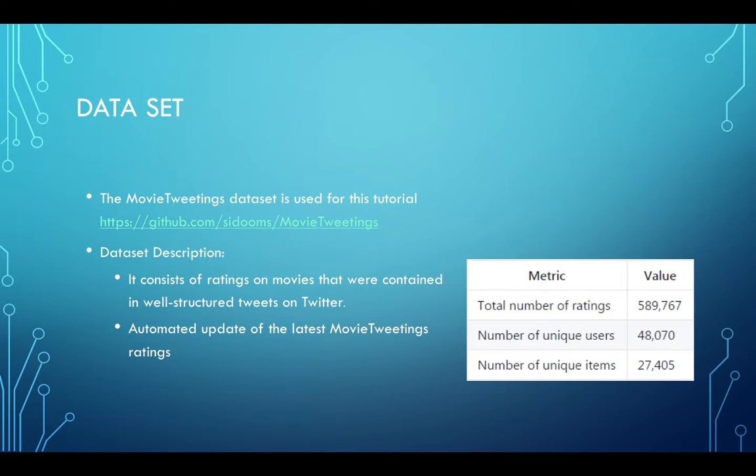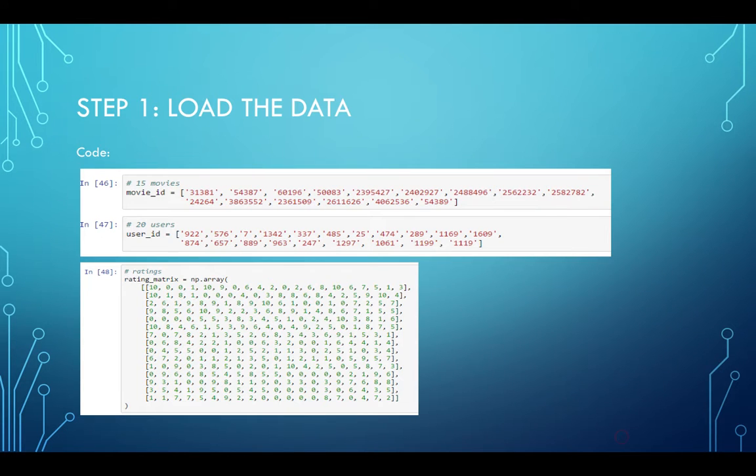In this tutorial, the MovieTweetings dataset is used. It's an automatically updated dataset from Twitter. It has about 600,000 ratings, more than 48,000 unique users, and 27,000 unique movies. Now, let's begin the tutorial.